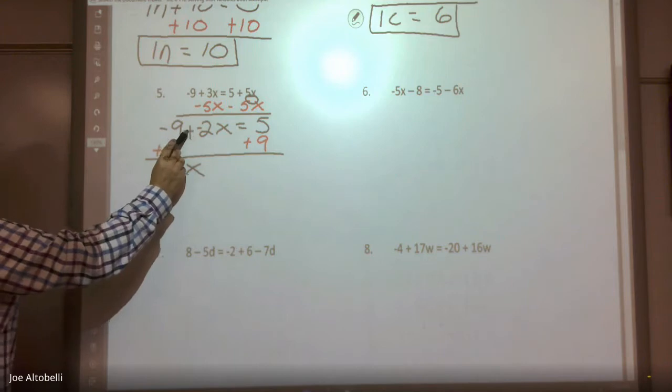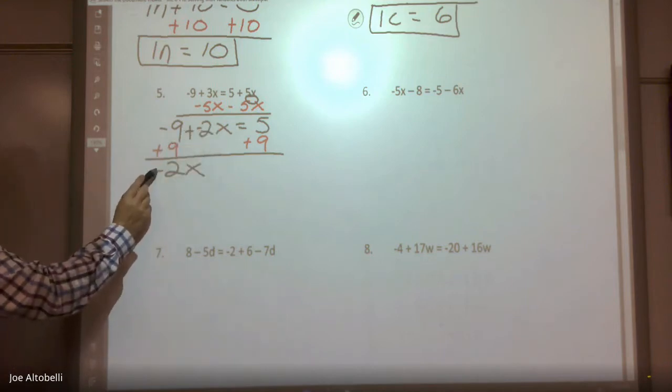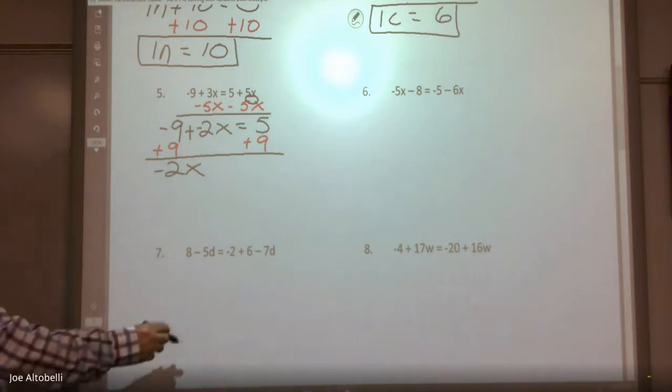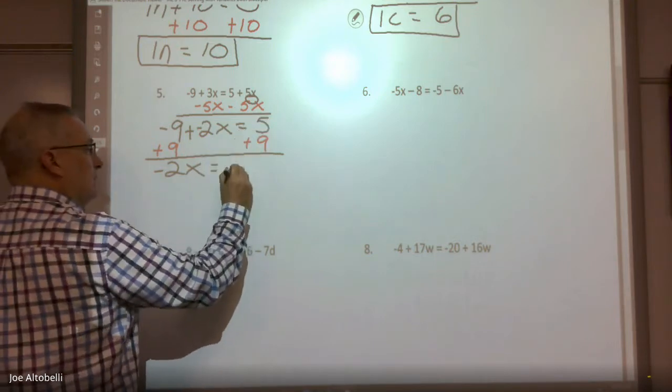And that's a negative 2x. If you had a minus 2x, you still have to remember to write the minus. Common mistake is for people to forget this minus or negative in front of the 2x. And then you'll get the wrong sign. And then that is equal to 14.